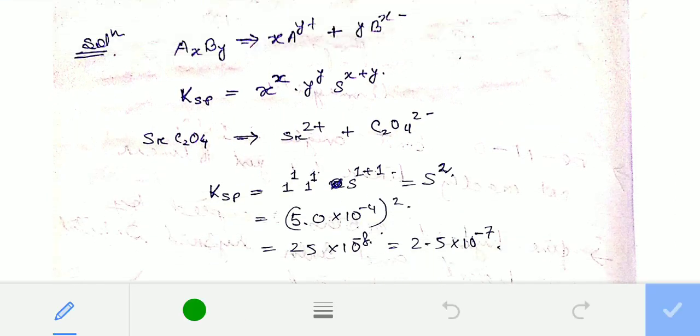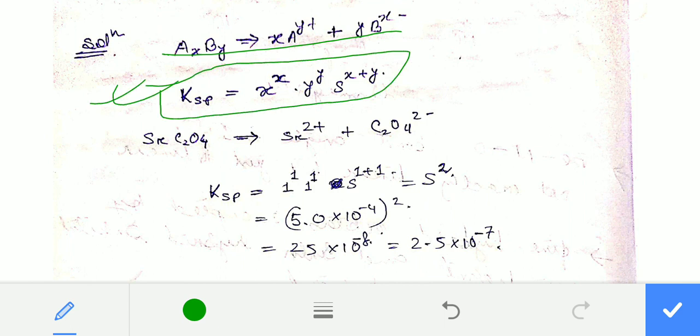Now, for any salt AxBy that dissociates to give x moles of A plus and y moles of B minus ion, we can write Ksp in terms of solubility as x to the power x into y to the power y and S raised to x plus y. This is the relationship between solubility and solubility product for any type of salt like AxBy.